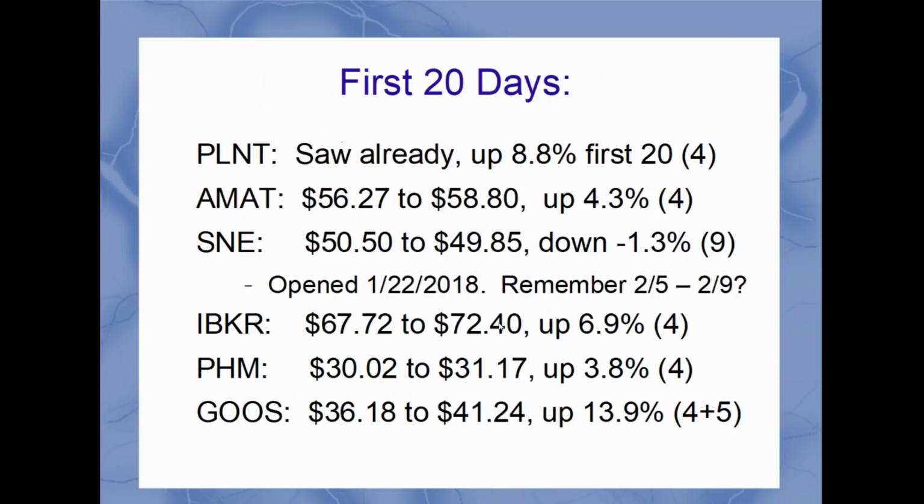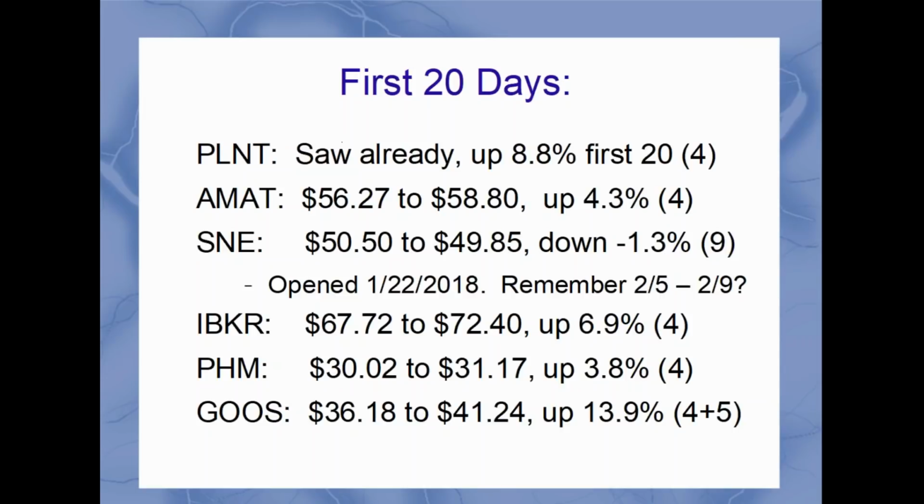Now, you already saw Planet Fitness. Following that criteria, looking for the MACD that I want and the RSI, in the first 20 days, we saw that already. It was up 8.8%, 2466 to 2677 in the first 20 days. What is that number 4 in parentheses? I used income method number 4 to cut the risk in half after that movement. AMAT in the first 20 days was from 56.27 at open to 58.80, up 4.3%.